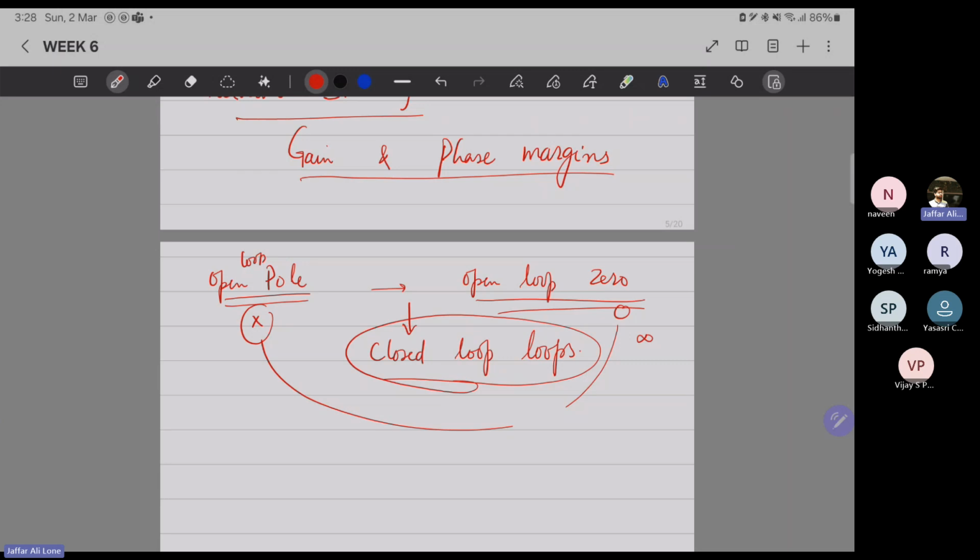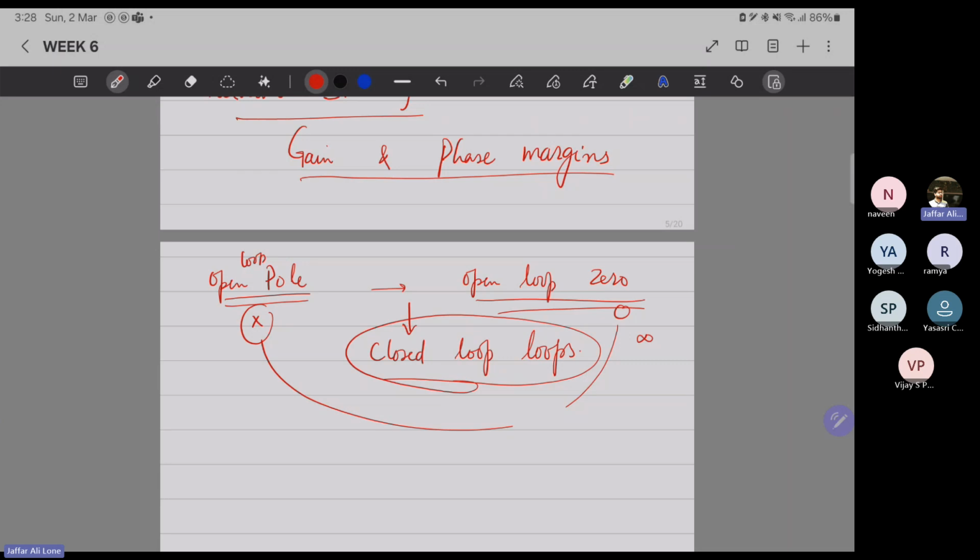we saw that our system, for a value of gain, is stable. Then as we keep on increasing, it becomes marginally stable. And as we keep on increasing, it becomes unstable, right? So if I'm starting with a stable system, that value of gain for which my system goes to the verge of instability is called gain margin, right?